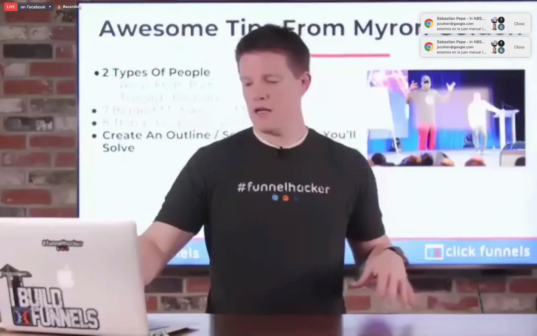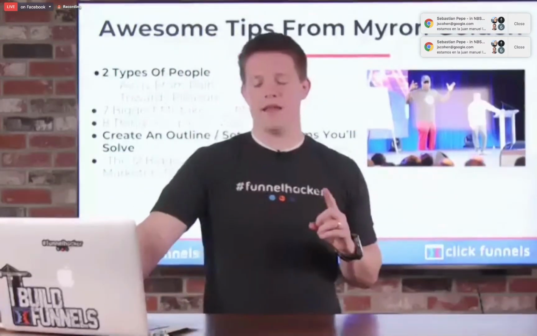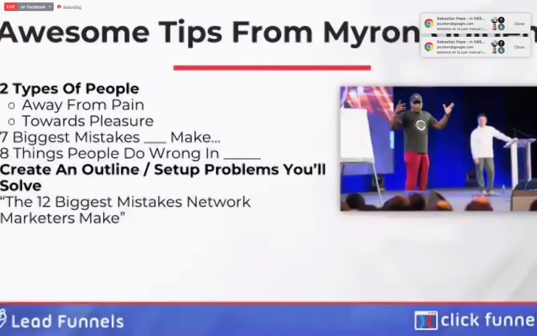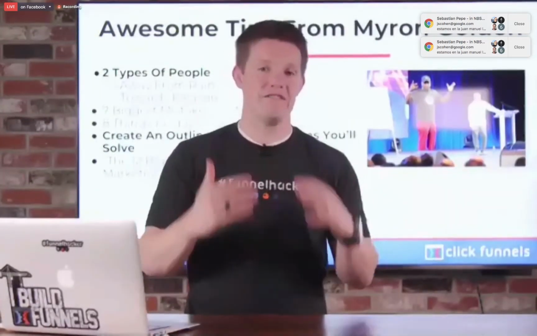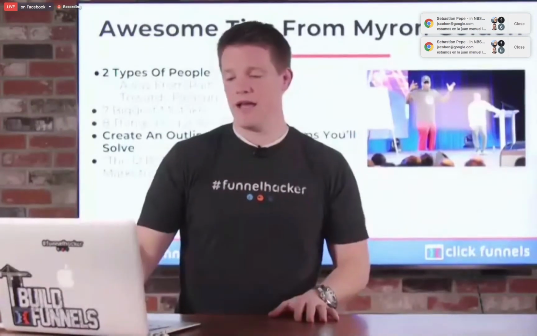Does that make sense? Myron told me that the way he built his list initially, he put down the 12 biggest mistakes network marketers make. Then he wrote an outline. He set up a video where he just recorded himself going through the 12 mistakes. And that was his very first lead magnet that built him lists of hundreds of thousands of people, okay? And it was pretty cool.